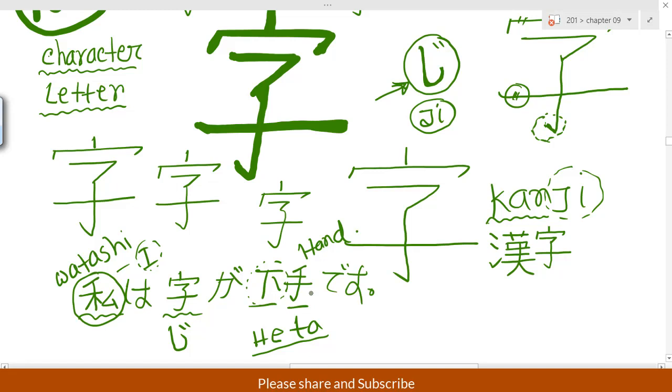Watashi wa ji ga heta desu. I am not good with my hand at letters or characters. So not good means bad. So in Japan, they are not trying to say that this is bad. They are always trying to be positive, so they say not good. That means the sound is always good, not good. They can't say bad. So this is the Japanese tradition.